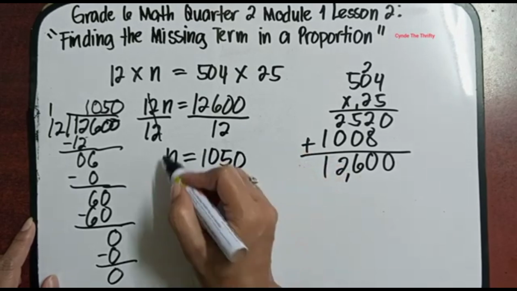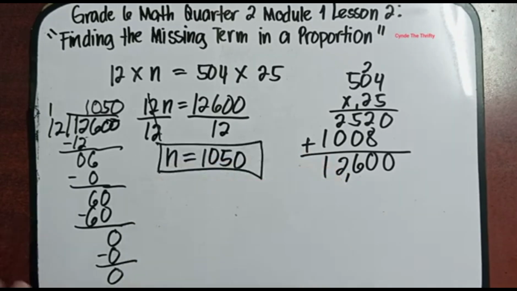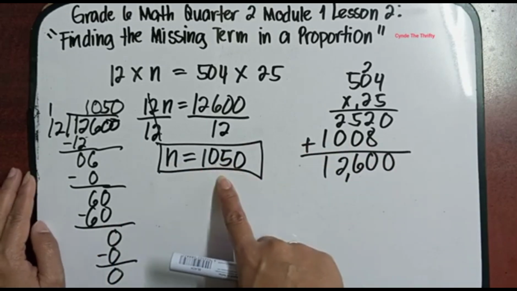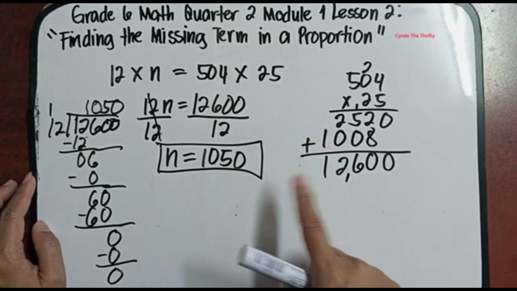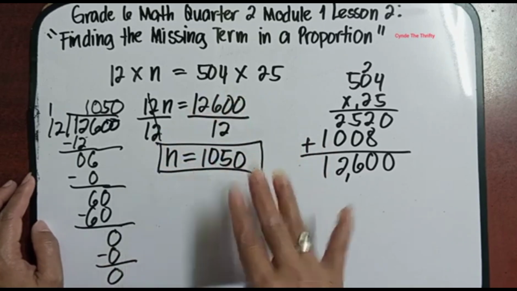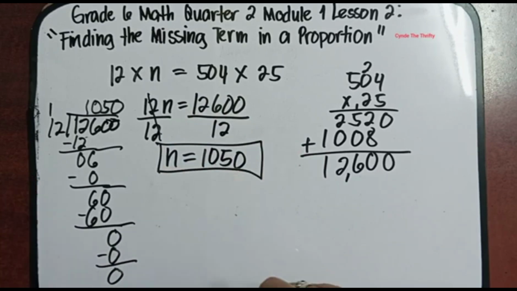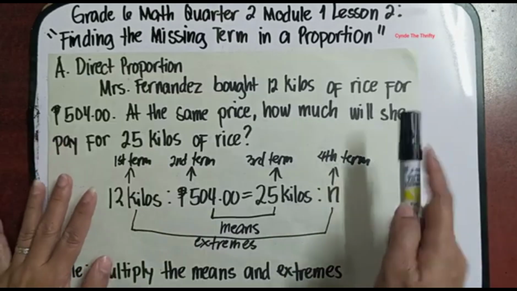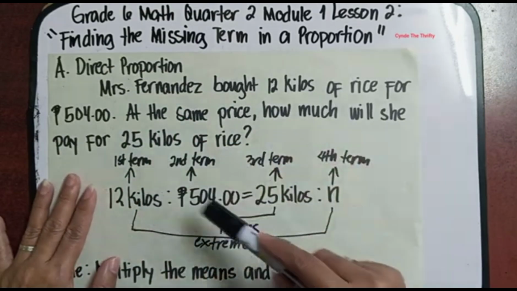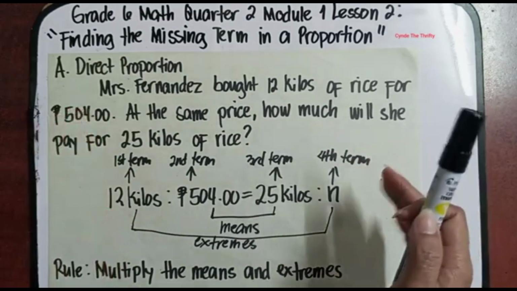So, ang sagot natin, ang missing term natin is 1,050. So, ibig sabihin, si Mrs. Fernandez is magbabayad siya ng 1,050 para sa 25 kilos na rice. So, kung ang nabayaran niya sa 12 kilos is 504, sa babayaran niya sa 25 kilos is 1,050. So, ngayon, naintindihan na natin kung ano yung direct proportion. Ibig sabihin, kapag ang isang term is tumaas, tataas din yung isang term sa kabila. Okay, so direct ang kanilang proportion.